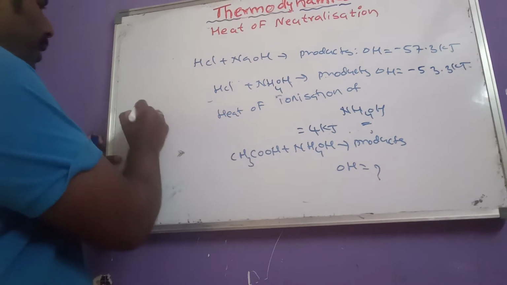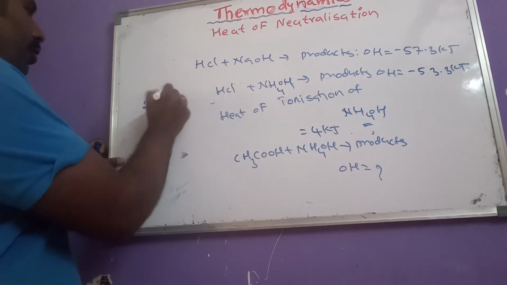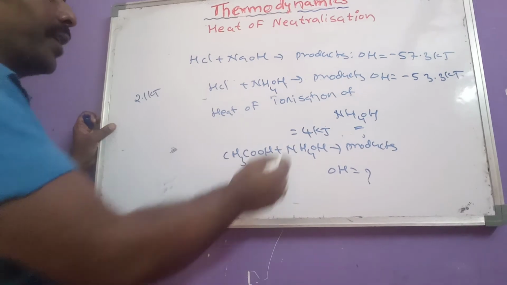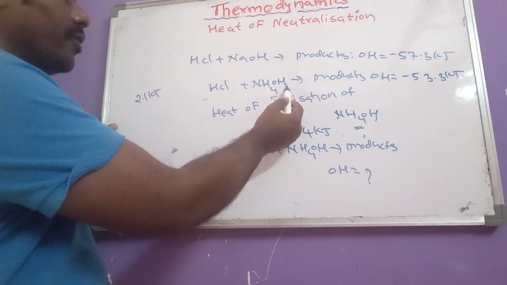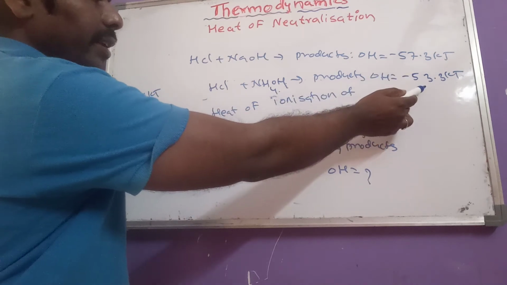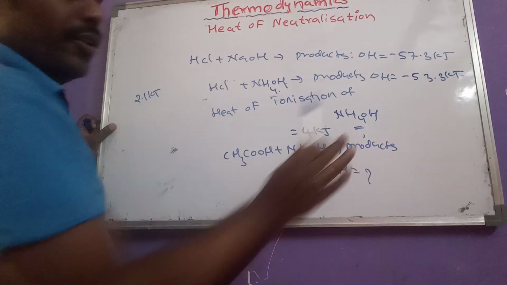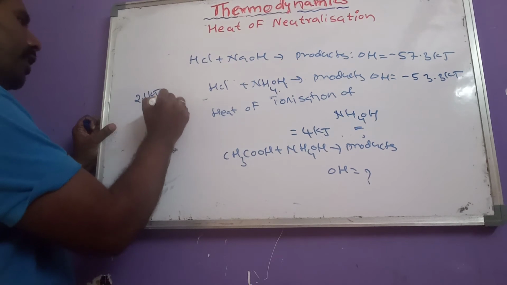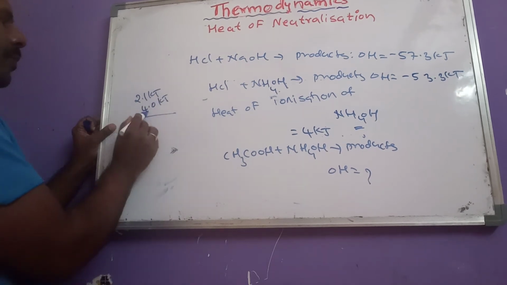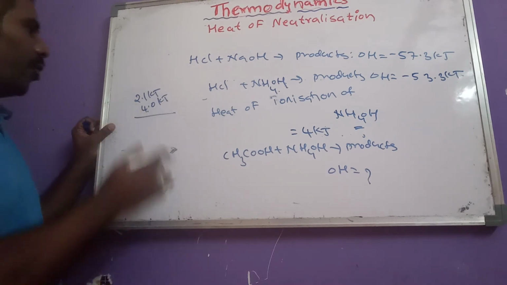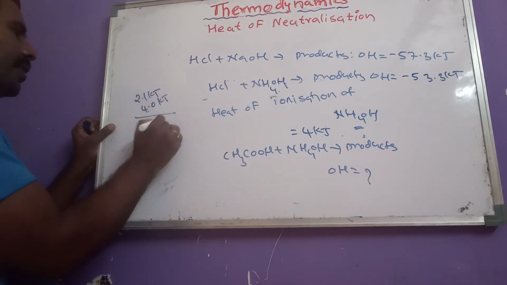It is 2.1 kilojoules, for which one? The dissociation of acetic acid. And when NH4OH is used instead of NaOH, how much decrease in heat energy do we observe? 4 kilojoules. So now 4.0 kilojoules is for the heat of dissociation of NH4OH. Now what should be the total loss here?